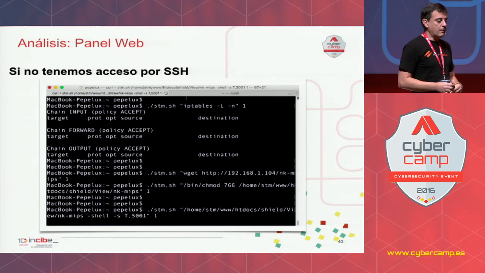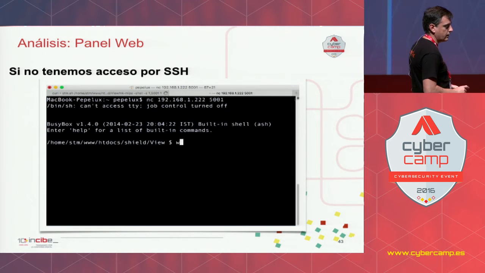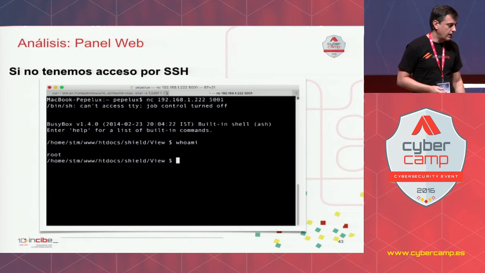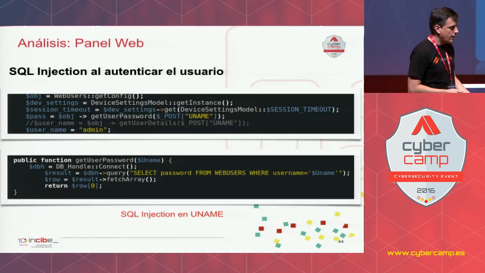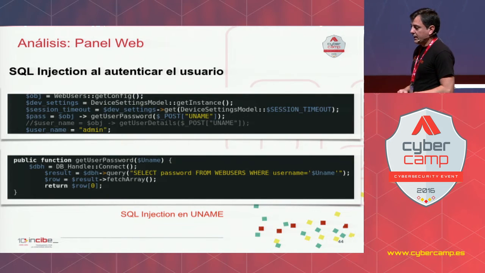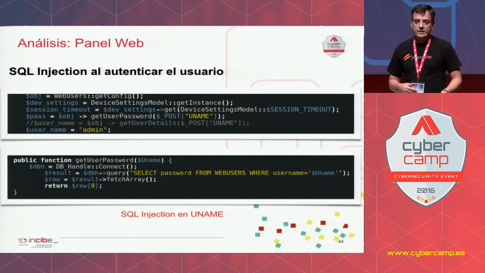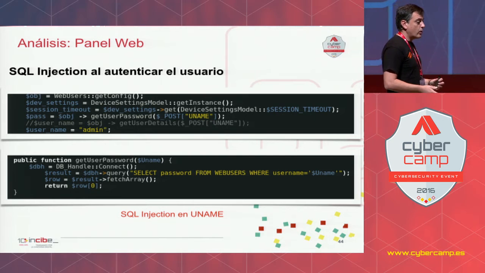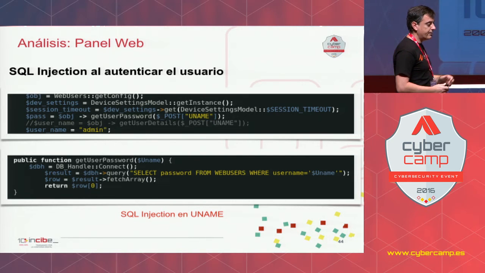I run it on port 5001, and then from my machine I would do netcat to that port, therefore then we will get into the system. That's the way you do it when you do not have SSH access. Well, here you see that we have different ways to access the device, through the web, through SSH.